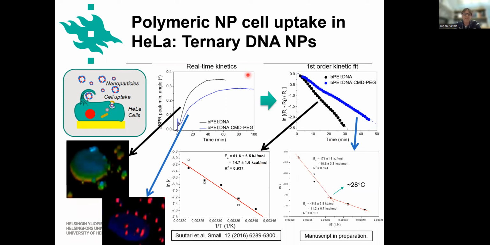And actually, we can also see preliminary confocal microscope images. We can see that the pegylated particles are actually much closer to the nucleus than here, where the particles are aggregated and they are much further from the nucleus, which could explain why this transfection is much more efficient for these pegylated particles.